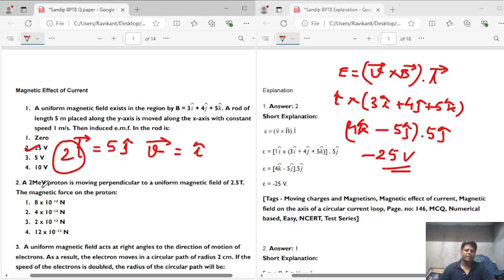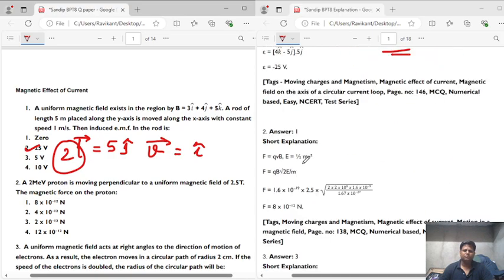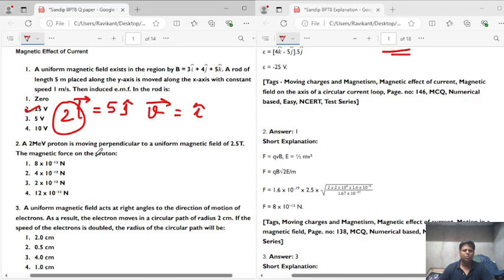Question number 2 says that a 2 mega electron volt proton is moving perpendicular to a uniform magnetic field of 2.5 Tesla. The magnetic force on the proton is. So they are giving you a proton which has a kinetic energy of 2 mega electron volt, and it is moving perpendicular in a uniform magnetic field of 2.5 Tesla. We have to calculate the magnetic force.